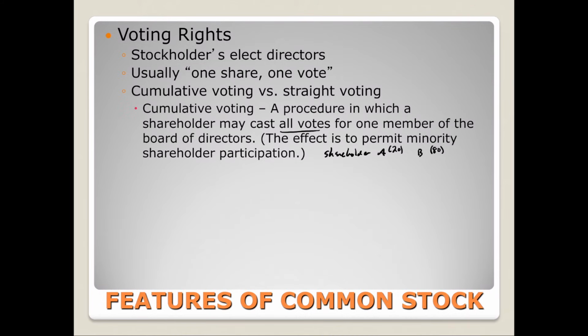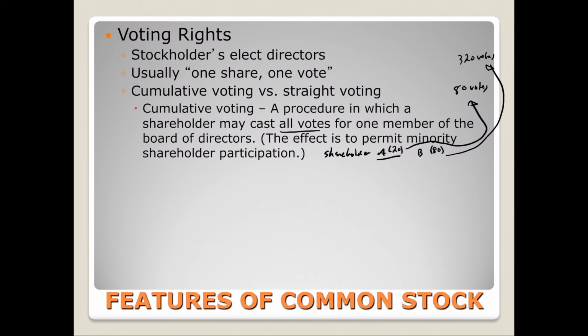So you have 4 directors, and if shareholder A has 20 shares, then they would get 20 votes times 4 directors. They would have a total of 80 votes. And then shareholder B, if they have 80 shares electing 4 directors, they would have 320 votes.